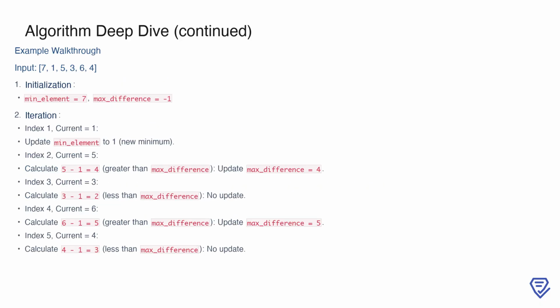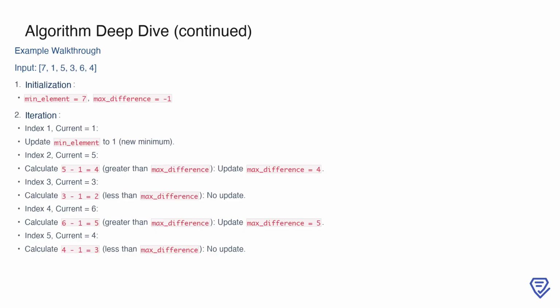Let's walk through an example with the input array 7, 1, 5, 3, 6, 4. We start by initializing min_element to the first element, which is 7, and max_difference to -1. As we iterate, at index 1, the current element is 1, which is smaller than min_element, so we update min_element to 1. At index 2, the current element is 5. The difference between 5 and min_element, 1, is 4, which is greater than max_difference, so we update max_difference to 4.